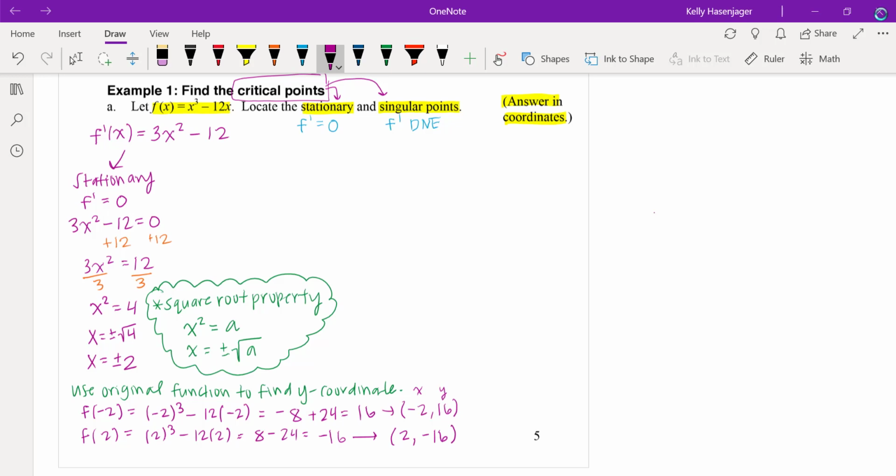Let's find our singular points, which is where the derivative does not exist. To find where the derivative does not exist, we're going to set the denominator of the derivative equal to 0, because wherever the denominator is 0, the derivative is undefined. In this particular problem, our derivative does not have a denominator. It's just a polynomial. So that tells us we don't have any singular points.